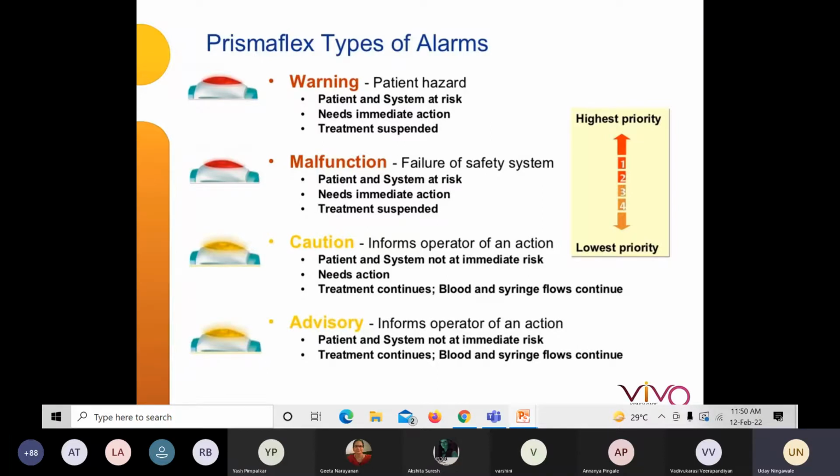So these are the alarm indicators. With the indicators, we can find out which is the highest priority and which is the lower priority that can be checked later. But definitely in this therapy, immediate actions are needed.